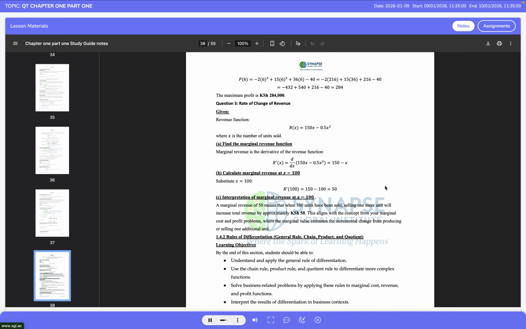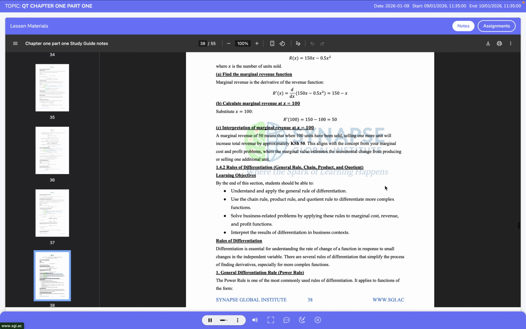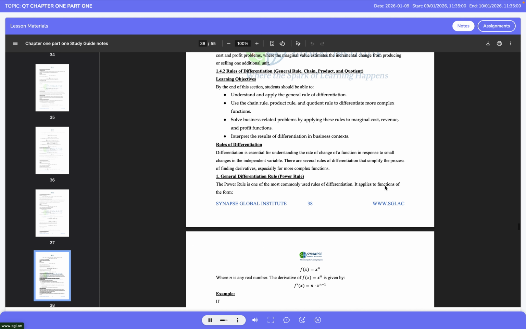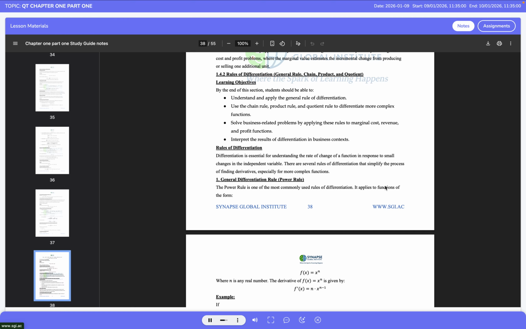This means that when 100 units have been sold, selling 1 additional unit increases total revenue by approximately 50 shillings. This interpretation is consistent with earlier marginal analysis, where marginal values estimate the change resulting from 1 additional unit of output or sales. As we conclude this session, please reflect on how differentiation allows businesses to understand rates of change, marginal values, and optimal decision points.